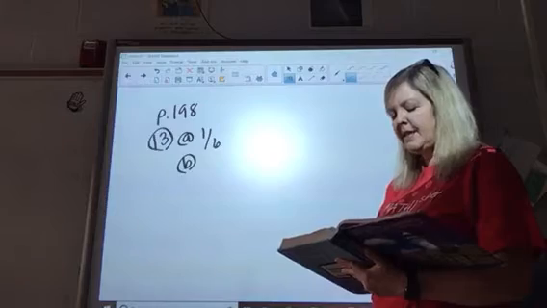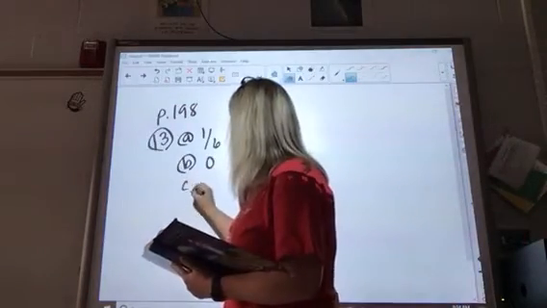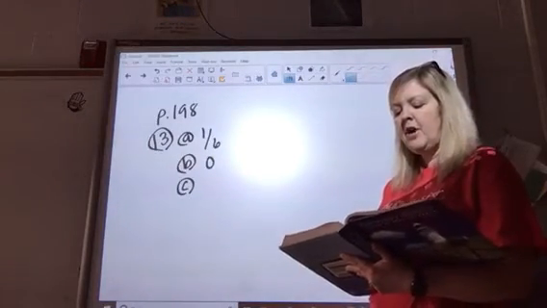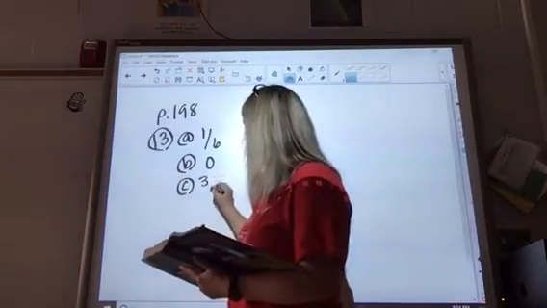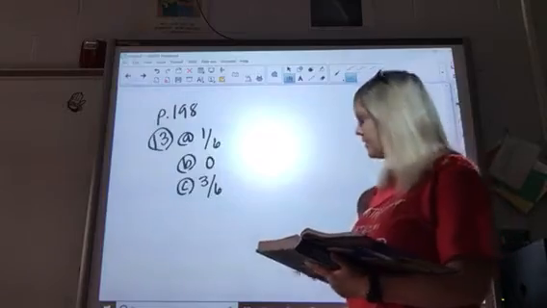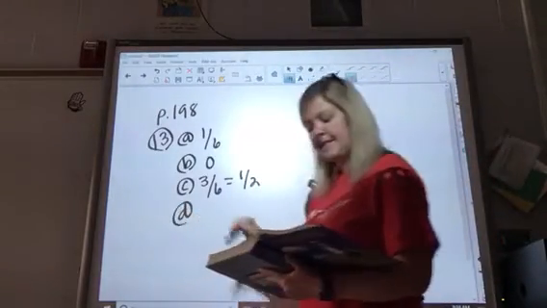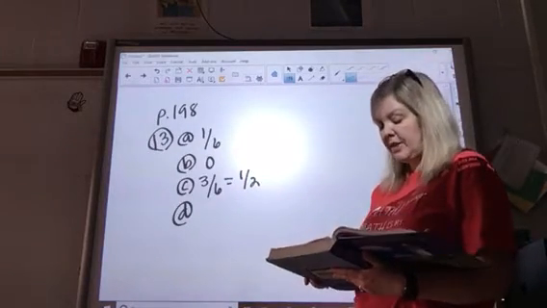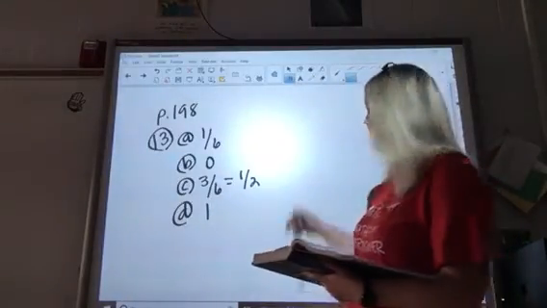Part B says getting a number greater than 6. There's nothing greater than 6, so that's 0. Letter C, getting an odd. On a die, you know there's 1, 3, or 5. So there's 3 numbers that you could get. That reduces to a half. And D says getting an odd or even. Well, that's going to happen. That's a given. So the answer is 1.